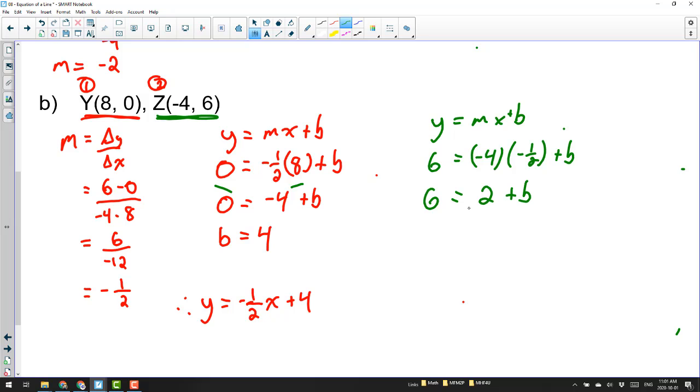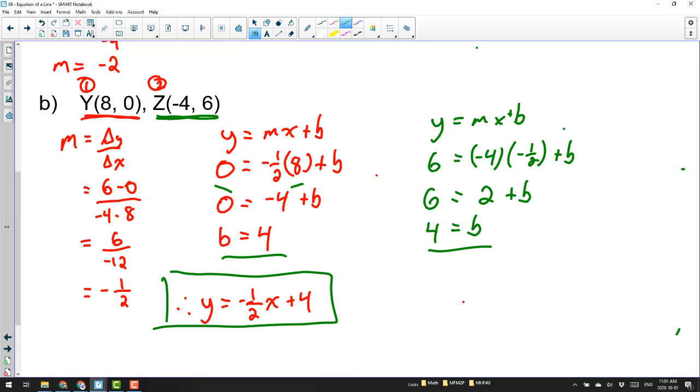Get rid of the 2, so I'm going to subtract it off both sides. 6 minus 2 is 4. And so you can see I get the exact same b value, right? So it doesn't matter which of the 2 points you choose. You can choose either one. You should get the same b value no matter what. And there's our equation of the line.